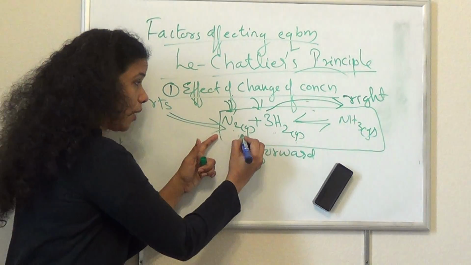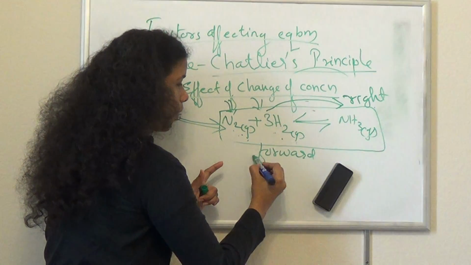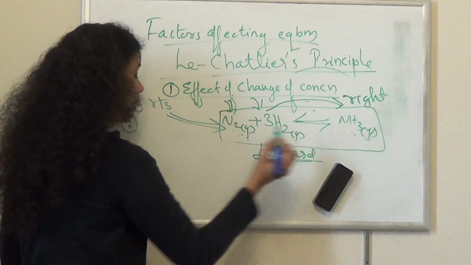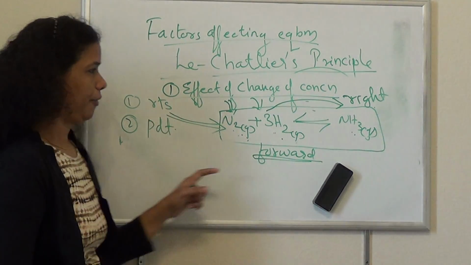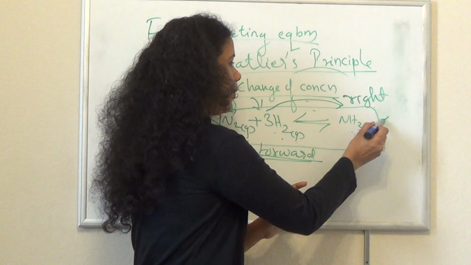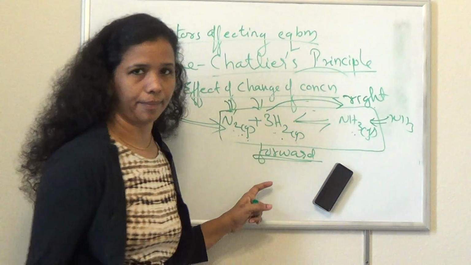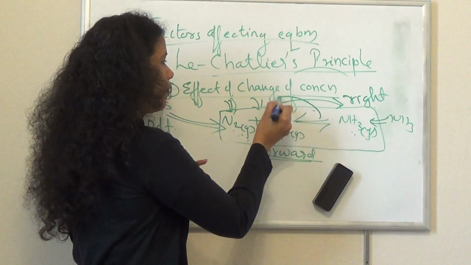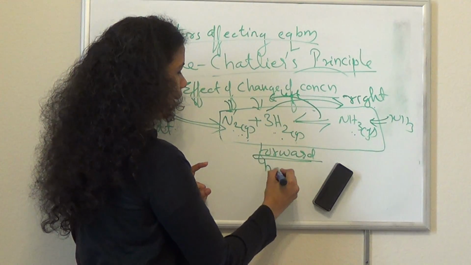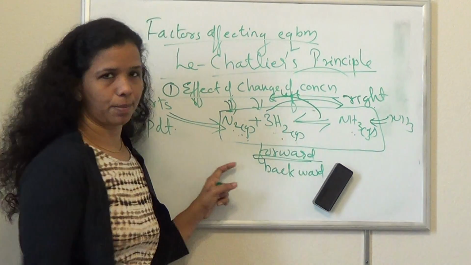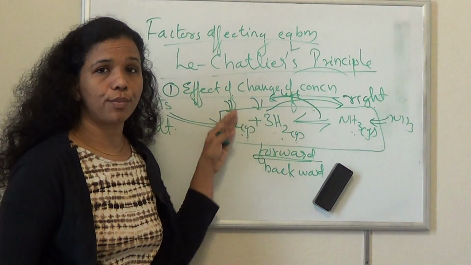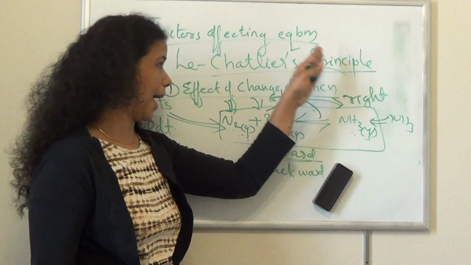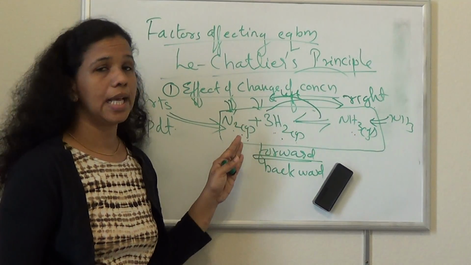Then second one, if we increase the concentration of reactant, what happens? Equilibrium will shift towards right, or forward reaction takes place. Then second condition, if we increase the concentration of product, what will happen? If we pump some NH3 gas into the system, then the system wants to decrease that concentration of ammonia. What happens? The equilibrium will shift towards left, or backward reaction takes place. So if we increase the concentration of reactants, forward reaction, equilibrium will shift towards right. If we increase the concentration of product, backward reaction will take place, that is equilibrium will shift towards left.